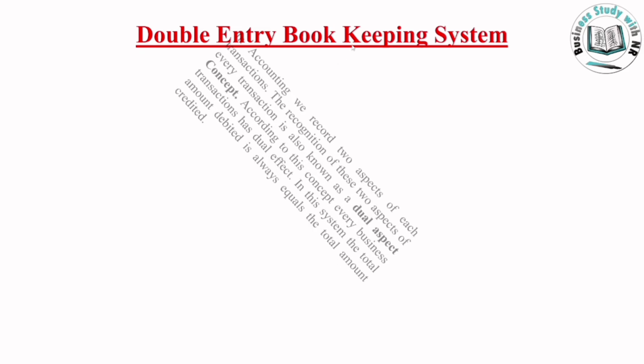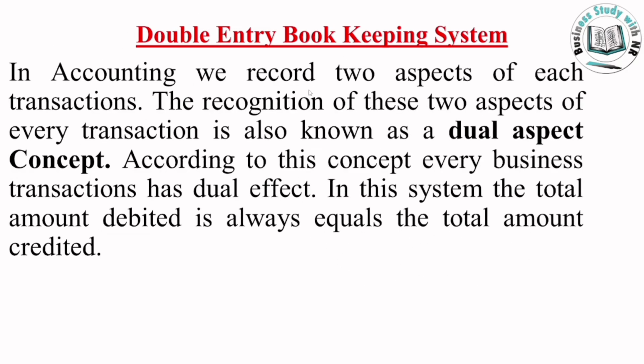Now, next is the double entry bookkeeping system. Remember, viewers, we use the double entry bookkeeping system in accounting. What is this double entry bookkeeping system? In accounting, we record two aspects of each transaction. The recognition of these two aspects of every transaction is also known as the dual aspect concept.